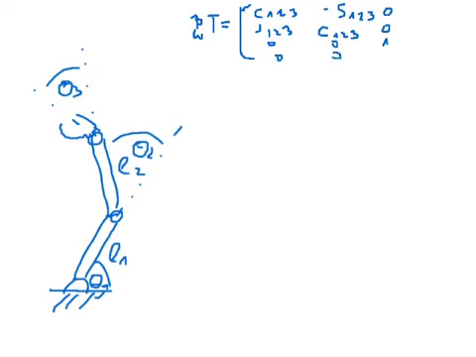And now we write down the equations for the translations, which are L1 C1 plus L2 C12 up. And we have here L1 S1 plus L2 sine of theta 1 plus theta 2. So there's a 0 here and a 1 here to make the matrix complete.